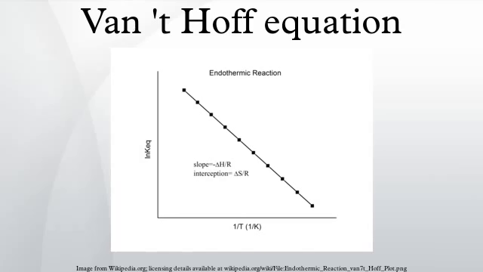Exothermic reactions. For an exothermic reaction, heat is released, making the net enthalpy change negative. Thus, according to the definition of the slope, from an exothermic reaction, and R is the gas constant. Thus, for an exothermic reaction, the Van 't Hoff plot should always have a positive slope.